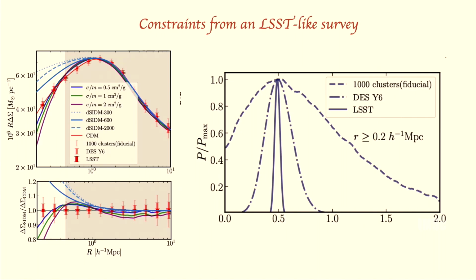And while currently, even with DES year 3 data, our models are already competitive with a bullet cluster-like constraint, with a survey like LSST, our current constraints just from the outer part of the halo, outside of 0.2 megaparsec, which is at the edge of the core of the SIDM, will become really, really strong.